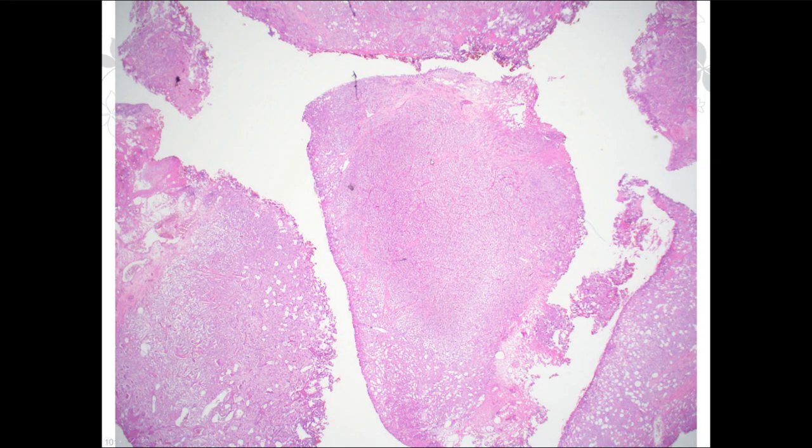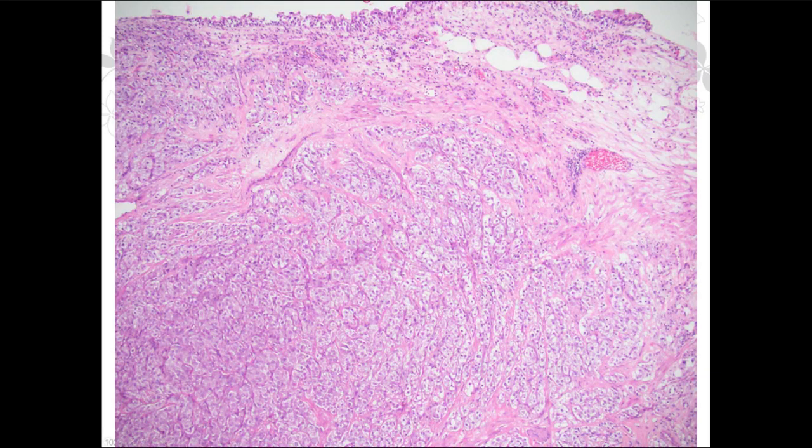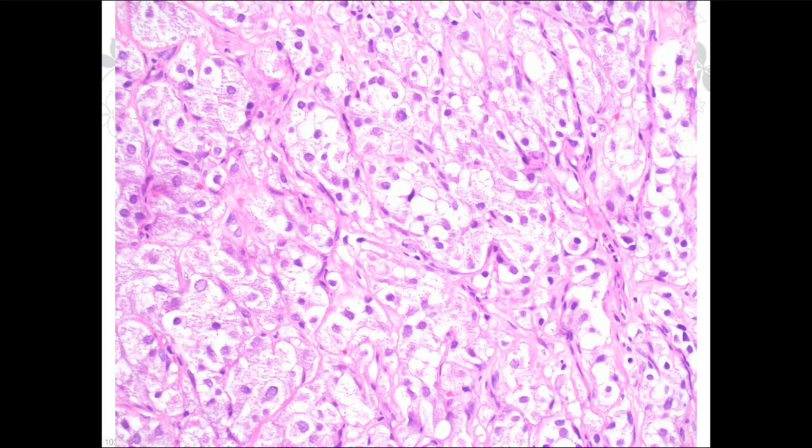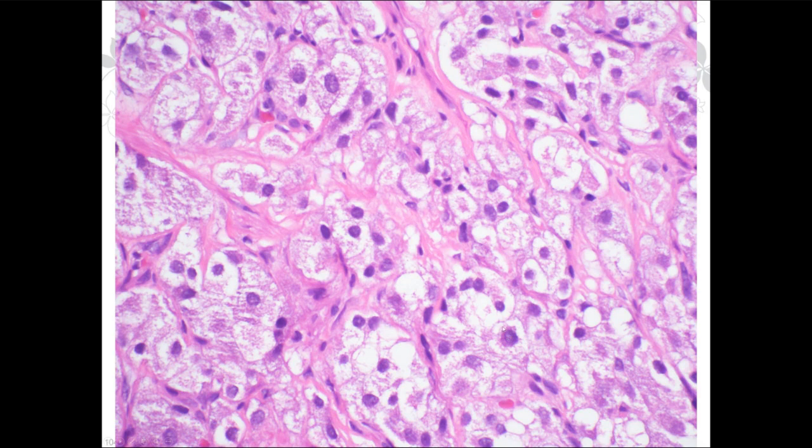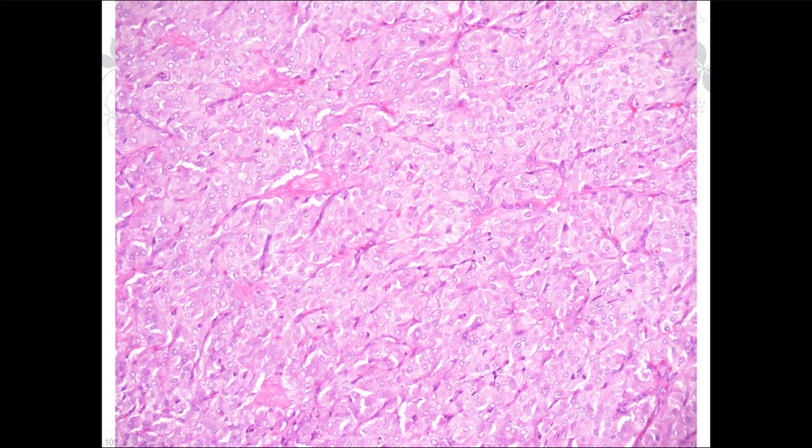So at low power, you can see in the TURP specimens, it looks very cellular. Go to high power, you can see clear tumor cells with clear cytoplasm, and if you look, this looks like renal cell carcinoma or seminoma. At higher power, you can see large atypical nuclei, but they have this flocculent material in the cytoplasm, and overall it appears to be very clear. In some areas, it looks more cytoplasmic.